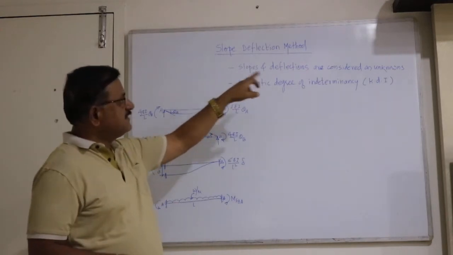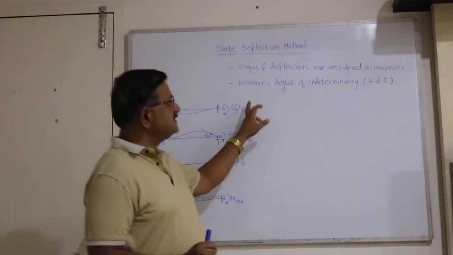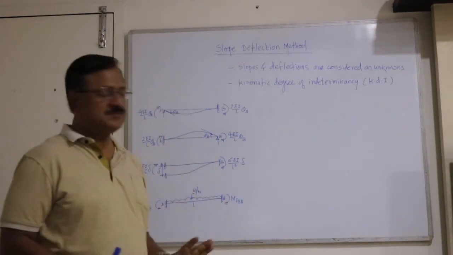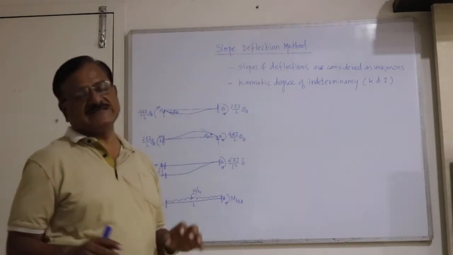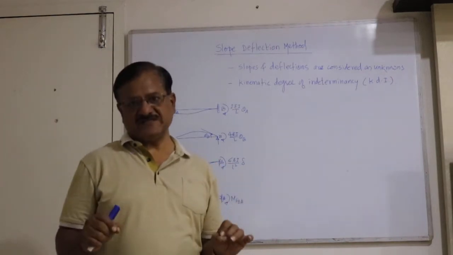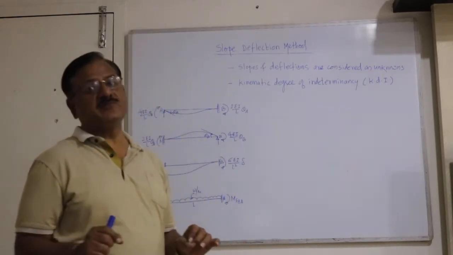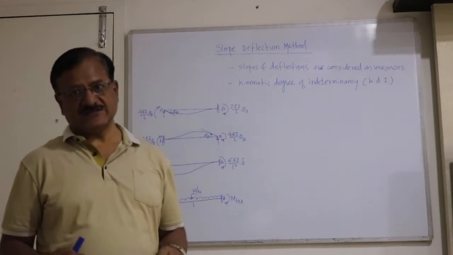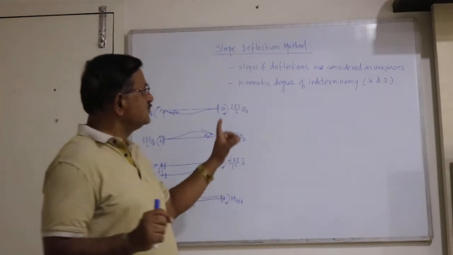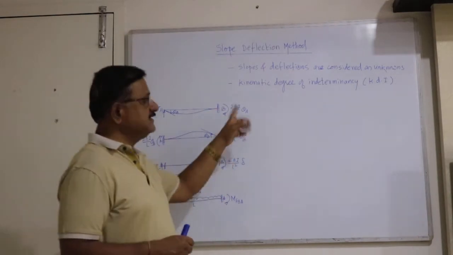Okay, now here slopes and deflections are considered as unknowns. The kinematic degree of indeterminacy of the structure is to be calculated, and finding it is very simple. What is kinematic degree of indeterminacy? The number of independent joint displacements is called the kinematic degree of indeterminacy or degree of freedom of the structure. That is very important, independent displacements. We only have to count the independent joint displacements in order to find the kinematic degree of indeterminacy.